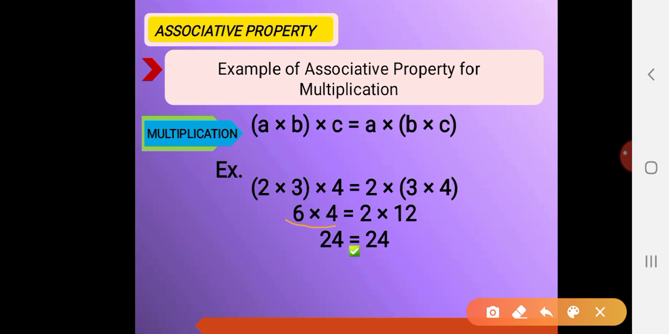Same gyapon sa pikas. Unahon nimo sila, 3 times 4 is equal to 12. 12 ang iyahang result. So, ang naa sa gawas, nagpabilin, so bring down. So, 2 times 12 is equal to 24. So, same sila, 24. So, mao na pasabot sa example sa associative property for multiplication. Bisan unsaon nimo pag-change sa groupings, ila-ilain nimo sila groupings, ang result is same ra gyapon sila.